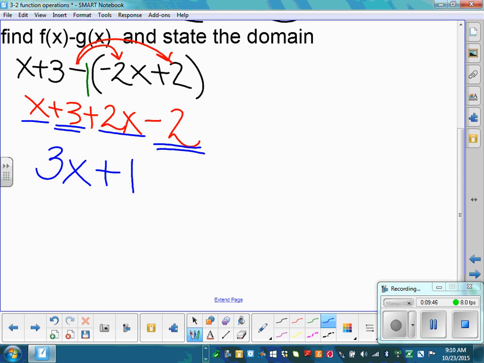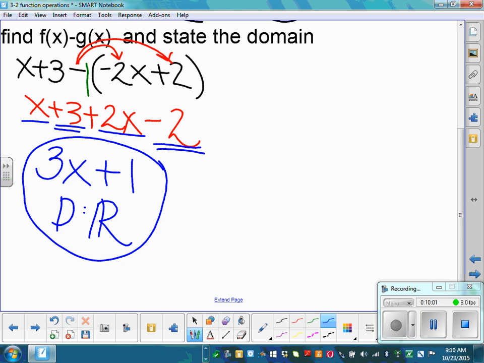All right, let's restrict our domain where necessary. Do you see any problems? Is there a fraction? No? So we're not going to have to worry about any dividing by 0. Is there a root? Nope. So our domain is okay. You can plug in anything. It's all real numbers.